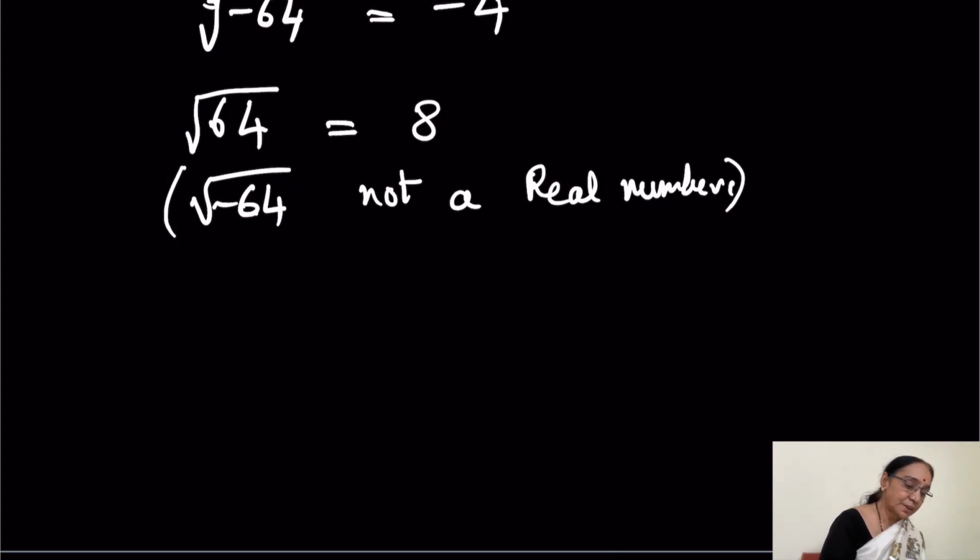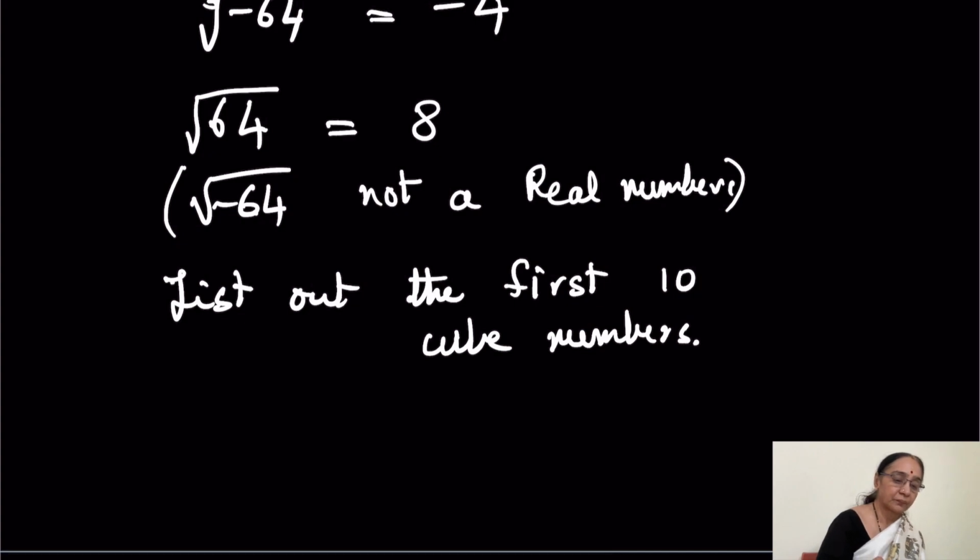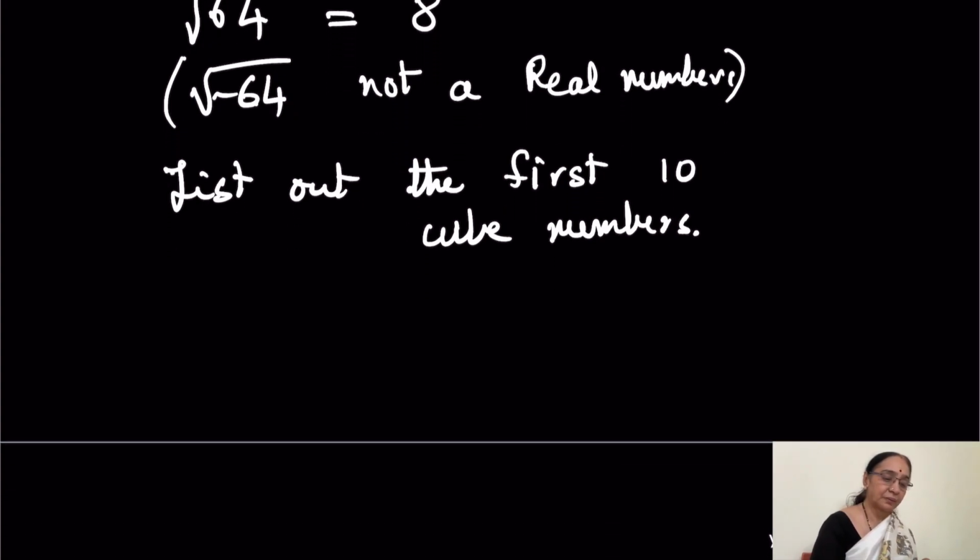Now this is an exercise for you. You list out the first 10 cube numbers. Multiply the first 10 natural numbers, multiplying each individual number 3 times by itself, and then you get the first 10 cube numbers.